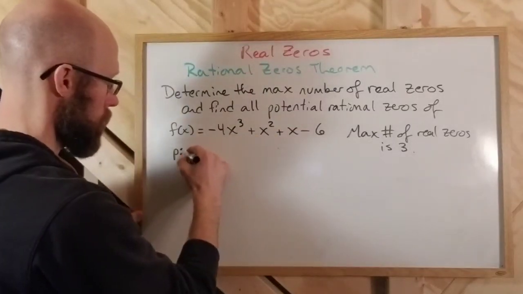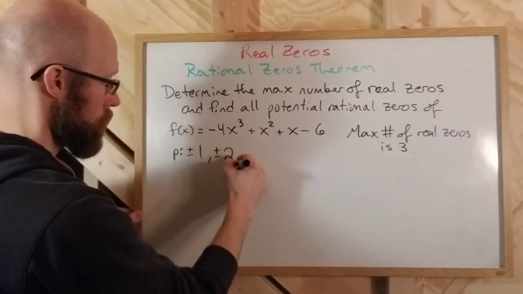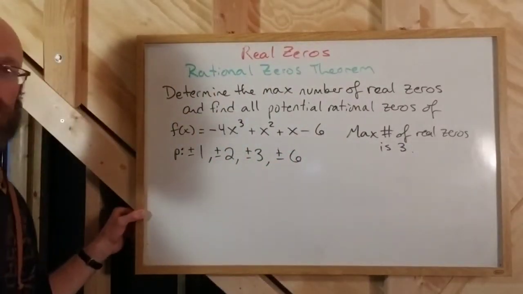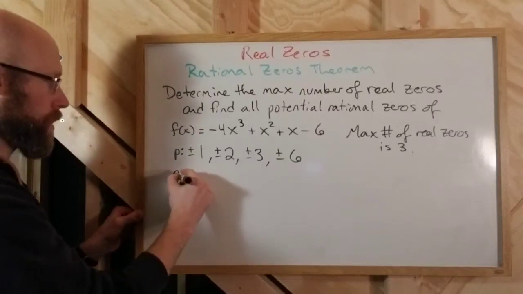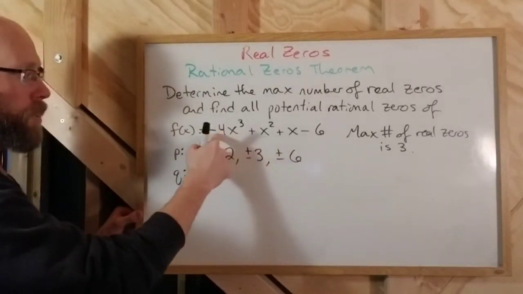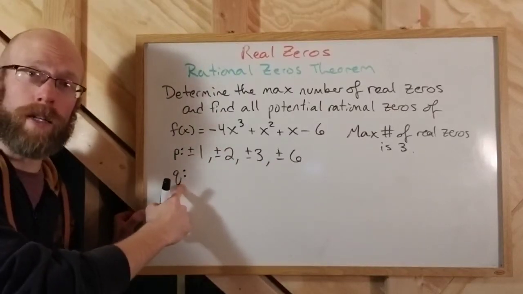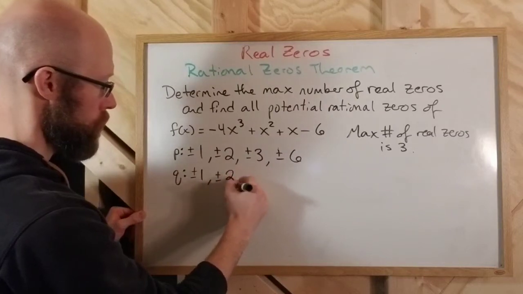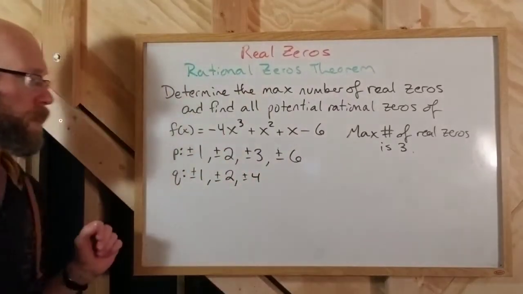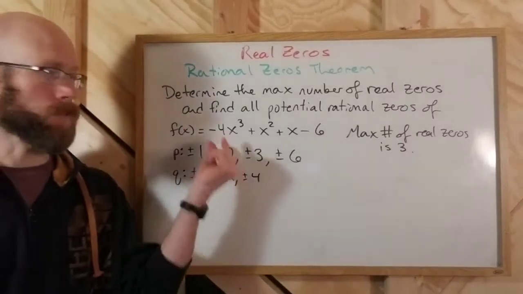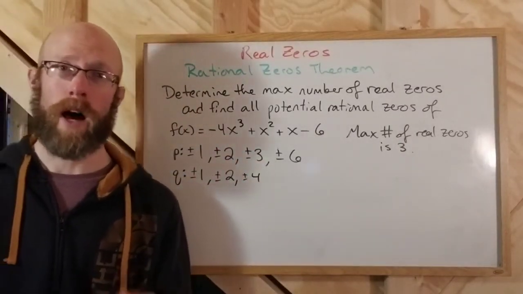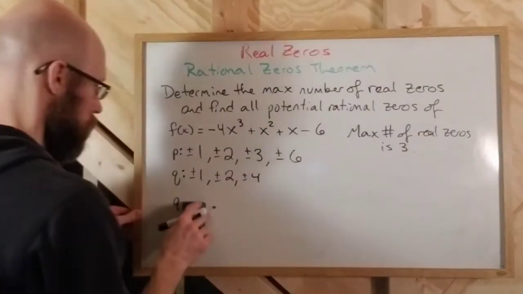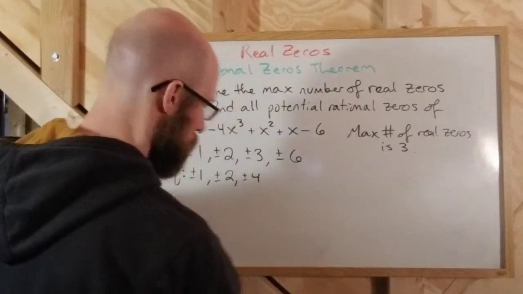Well, factors of -6: plus or minus 1, plus or minus 2, plus or minus 3, plus or minus 6. That's a nice list right there. Factors of the leading coefficient that could end up being my q, my denominator, are going to be plus or minus 1, plus or minus 2, and plus or minus 4. Those are all of the factors of the leading coefficient. So now the possible rational zeros, again, this is just a list of all the things that I could have as rational zeros.